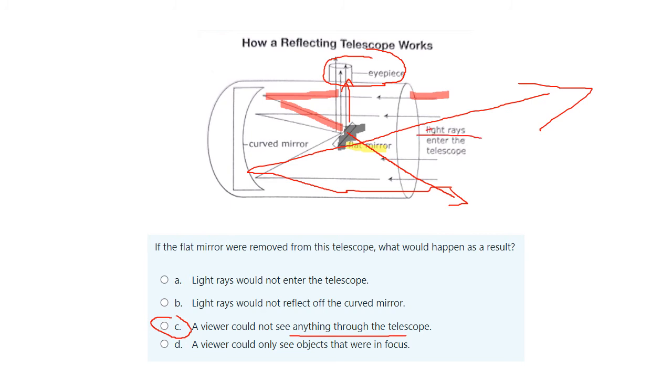The light could still go into the telescope, so A is wrong. They can still reflect off the curved mirror, that's no problem, so B is wrong. And seeing those that are in focus, it's not about being in focus, but if no light comes to where you are looking, it would be like looking outside at nighttime when there is no moon and no electric light, you will see nothing.